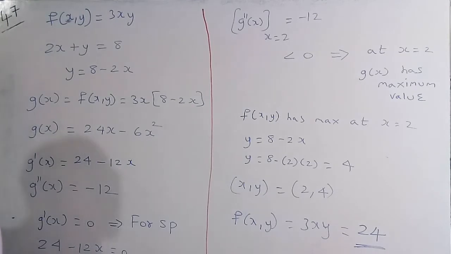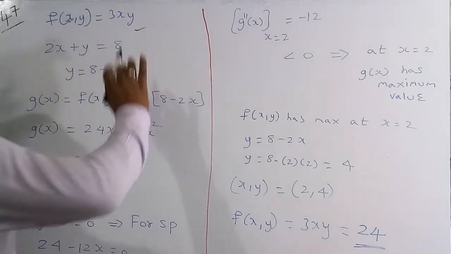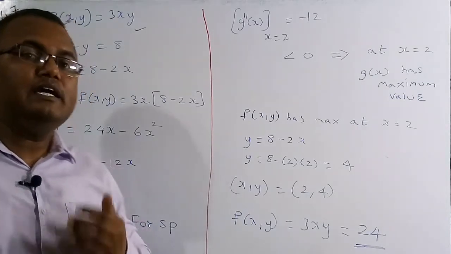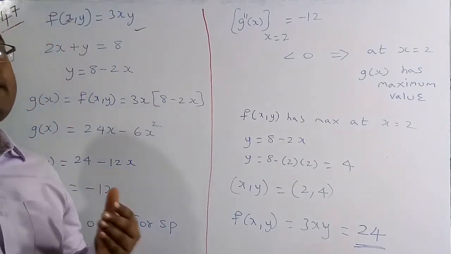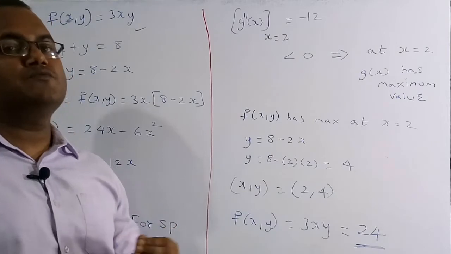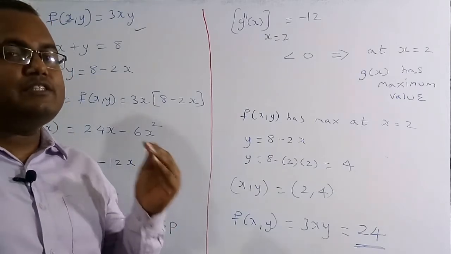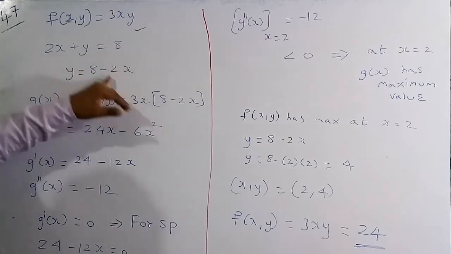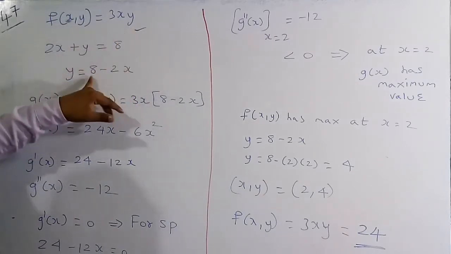Now this is a function of x comma y, so I want to convert it in terms of only one variable, because f of x comma y is a function of two variables, x comma y, but I want to convert this function into a single variable for easy simplification. Therefore y is equal to 8 minus 2x. So in place of y, I am going to replace 8 minus 2x.